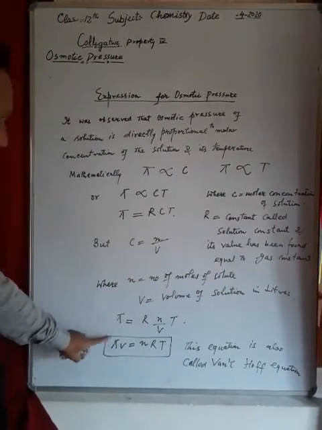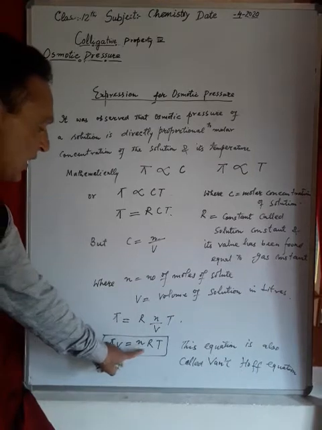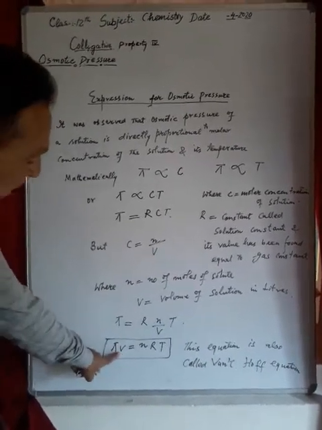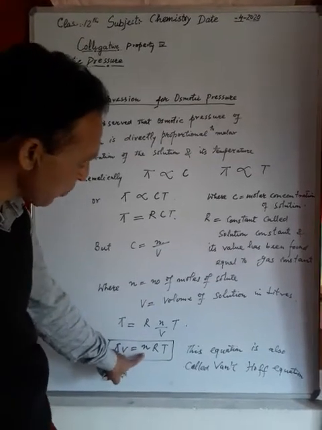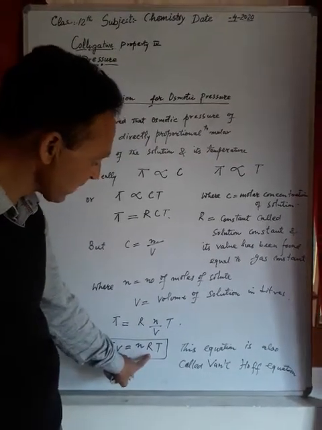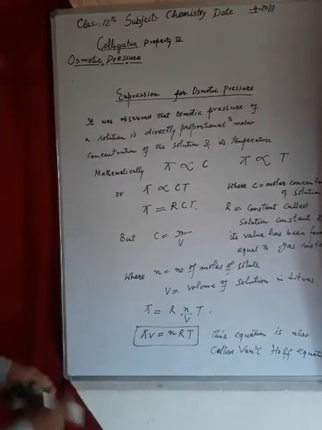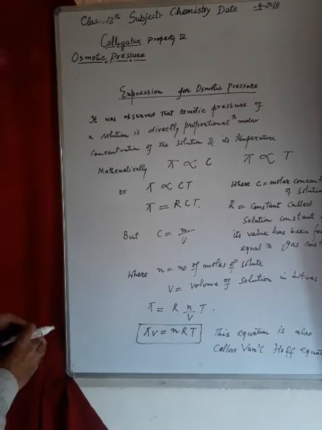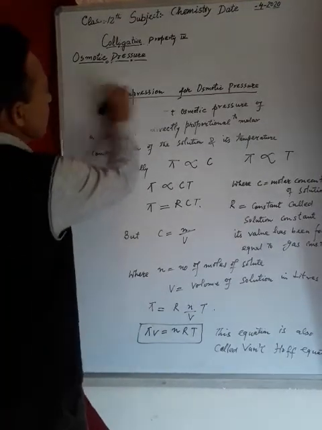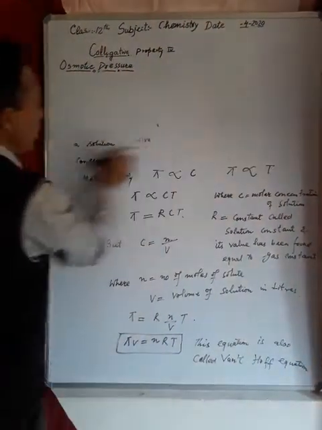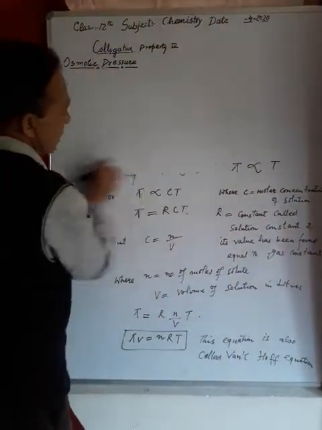So we have the equation pi V is equal to n R T, where pi is the osmotic pressure, V is the volume of the solution in liters, n is the number of moles of the solute, R is the gas constant or the solution constant, T is the temperature of the solution. Now, determination of molar mass from this osmotic pressure equation.